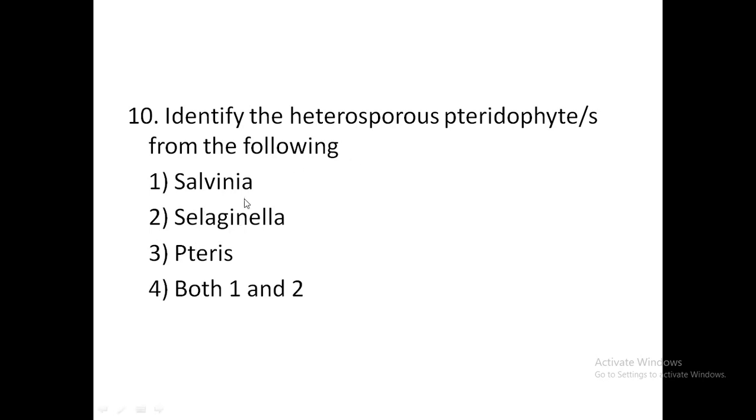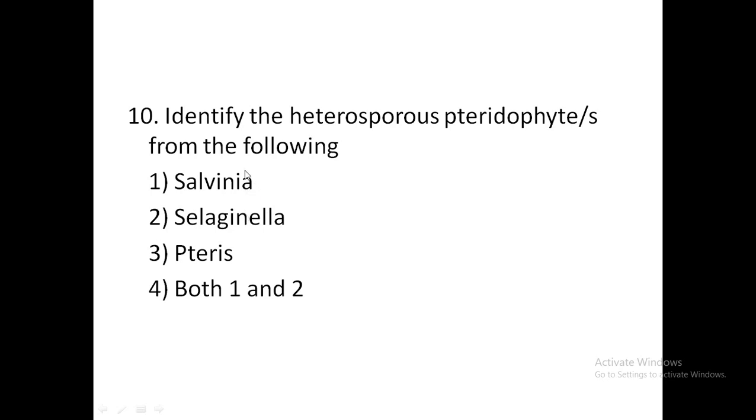But Selaginella and Salvinia, both these plants, are exceptions to this. They produce smaller microspores and larger megaspores. Male gametophyte is produced within microspores, whereas female gametophyte is produced within the megaspores. So Salvinia and Selaginella produce two types of spores. That is why they are called heterosporous. Whereas Pteris is another pteridophyte. It is homosporous, which means it produces a similar type of spores.